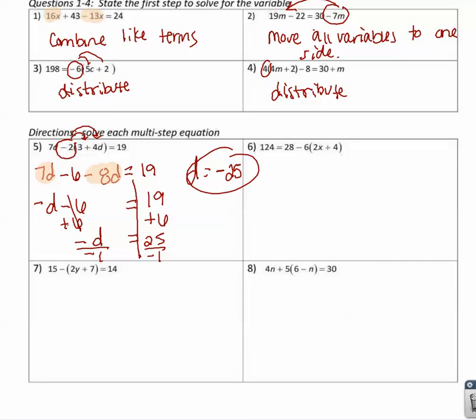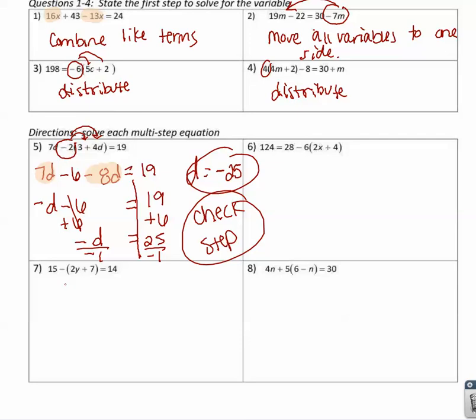I am out of room on my square. However, you need to remember to do your check step on these problems. It will be required of your teacher. You will not get full credit if you do not do the check step.